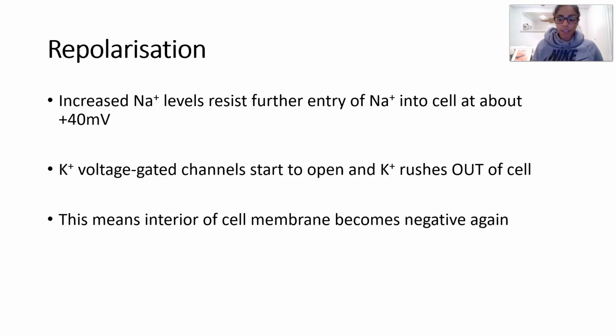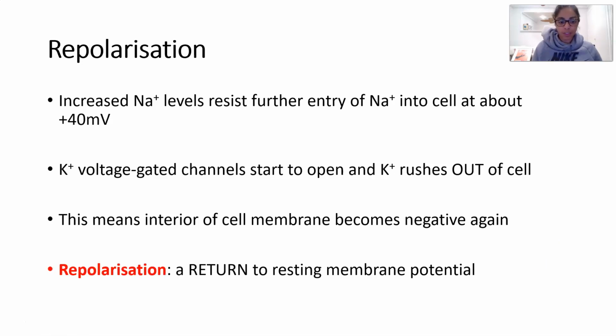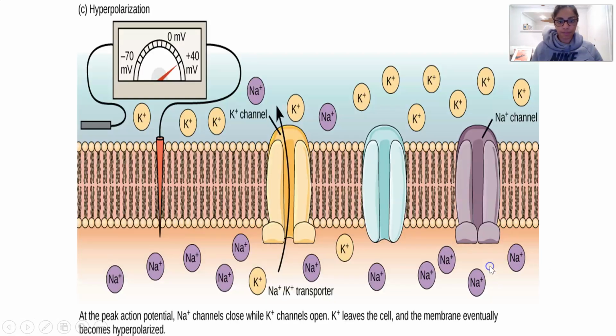What happens here is that we start to get a swap in ions, and this will lead to a reversal in polarity. So we now have an interior of our axon fiber that is negative once again. So what the membrane is trying to do is return to its resting potential.